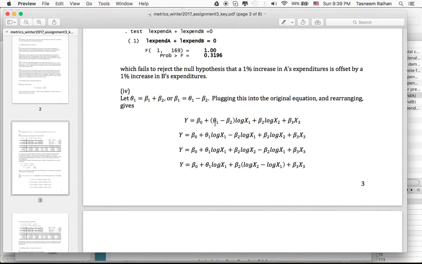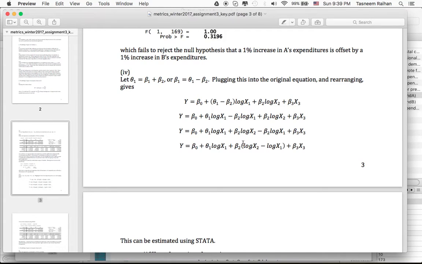So you multiply theta 1 by log x1, beta 2 by log x1, do a bit of rearrangement here. And finally, we take beta 2 as a common factor, then we have log x2 minus log x1. What's more important here is that we have this theta 1 present in our model now. This theta 1, remember, is nothing but beta 1 plus beta 2, and this is what we want to test. We want to test if beta 1 plus beta 2 is equal to 0, in other words, if theta 1 is equal to 0.